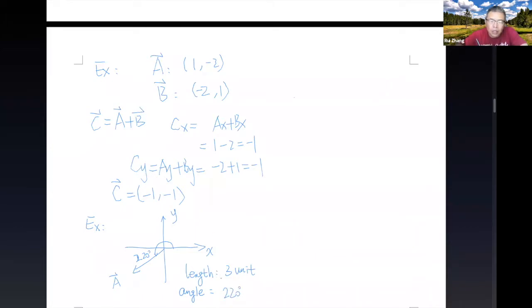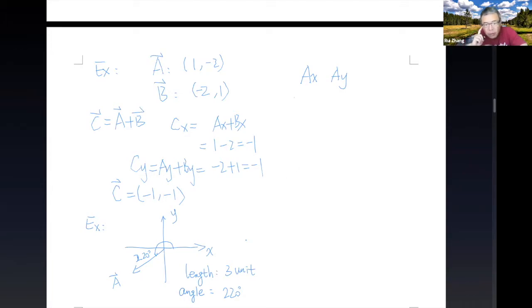Okay, suppose you're given this vector, 3 units, and the angle is 220 degrees. Let's try to find out the two components of this vector. Try to find AX and AY. Now, again, you can refer to the example we did yesterday to calculate that. Basically, you need some trig functions here for AX and AY. And let's do this one first, and then we'll do another one.